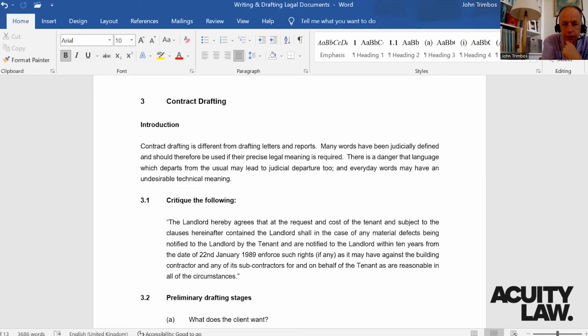Then we have a couple of vaguenesses. So enforce such rights, if any. I mean, come on, either he has rights or he doesn't. So that needs to be much more specific, like the landlord should serve notice on the building contractor under the relevant part of his building contract. And then the number of people who have queried what is it, as it may have. I mean, I think it can logically only be the landlord, but it's a legitimate point. If you have 2 gender neutral parties, landlord, tenant, buyer, seller, and so on, and then you say it, well, it could be one or the other. So much better to specify the landlord.